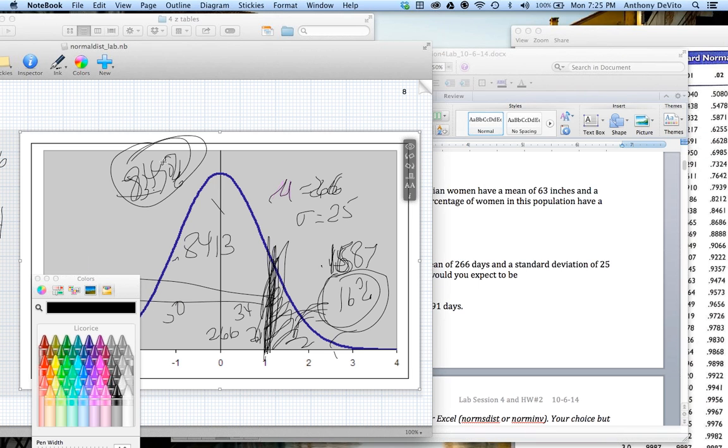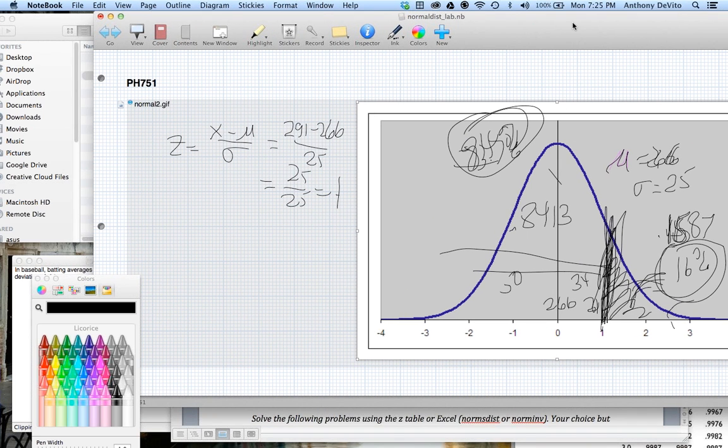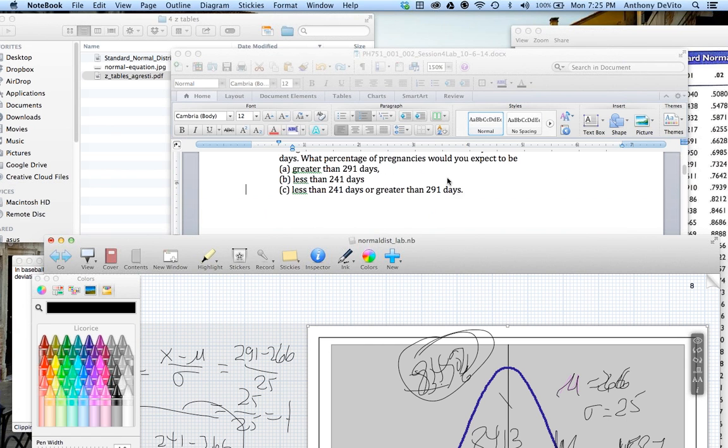Less than 241 days. Again, if I'm going to use the formula, Z is equal to 241 minus 266 over 25, and that's equal to -1. Did I really need to do that? Well, as these numbers get more complicated, it helps to use the formula because it makes it harder for us to make an error. You could have also glanced at that and said, oh, the standard deviation is 25, so I don't really have that hard a time figuring this out.